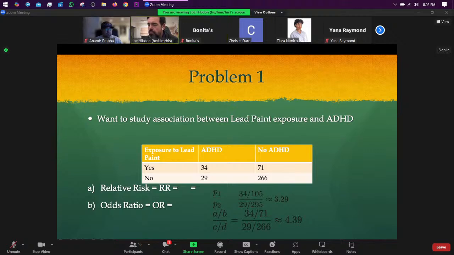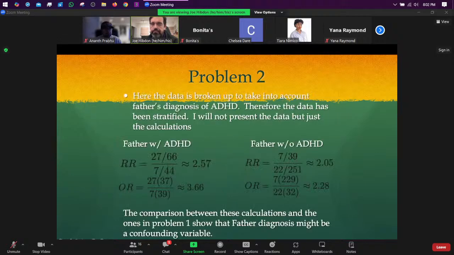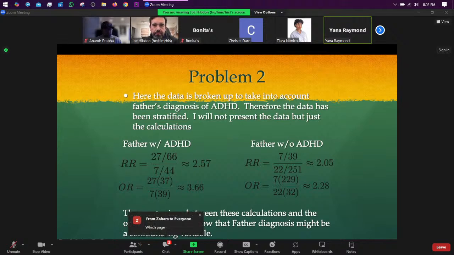So here we have the sentence describing the results. Again, I'm going to leave that to the reader, aka you all. Somebody want to read problem 2? I can read problem 2. In the study described in problem 1, data are also available reflecting whether or not the child's father had ADHD. The relationship between the father's diagnosis, the child's exposure to lead paint, and the child's diagnosis are shown in table 9-27.